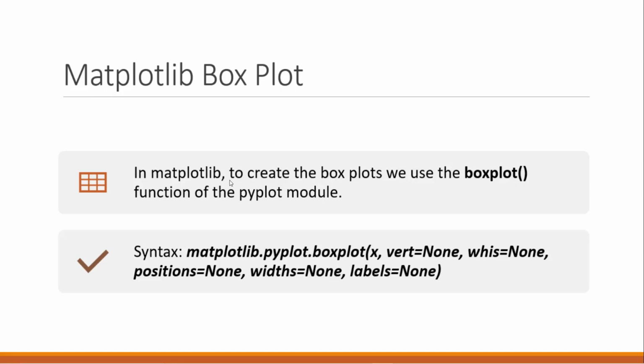The next parameter is whis. It takes value as a float and it is the position of the whiskers. The next one is positions and it takes value as an array and it decides the position of the boxes. The next one is widths and it takes value as a float or array and it is the width of the boxes. And the last one is labels. It takes value as a sequence and it is used to set label for each data set. So now we will see an example to clearly understand the concept of a box plot.